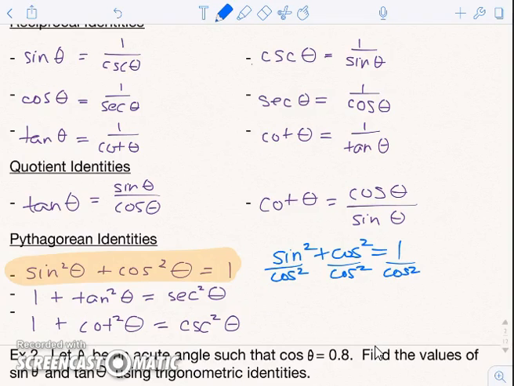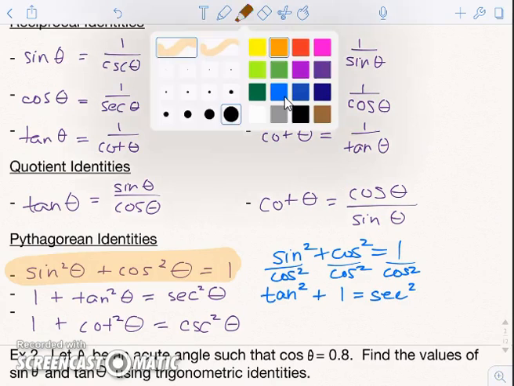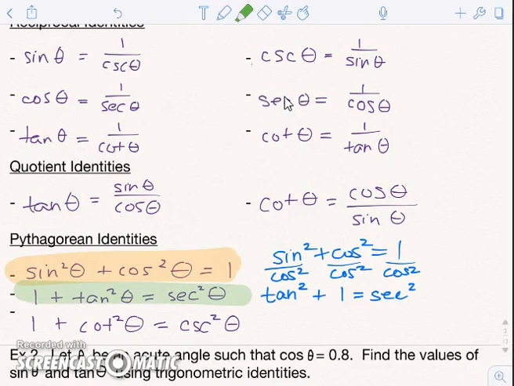So sine squared divided by cosine squared. Well, sine divided by cosine is tangent. So sine squared divided by cosine squared must be tangent squared, plus cosine squared divided by cosine squared is 1. And 1 over cosine is equal to secant, so 1 over cosine squared must be secant squared. There is your second Pythagorean identity. All I did was divide each piece by cosine squared.